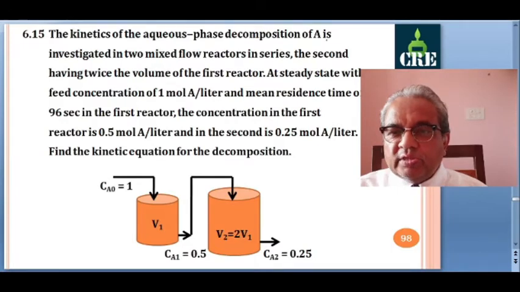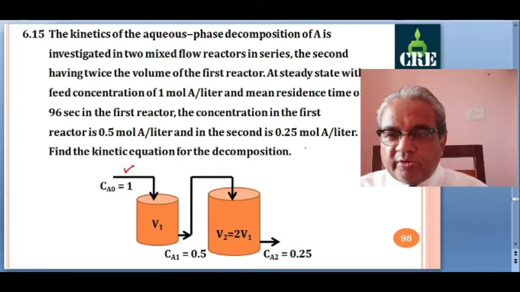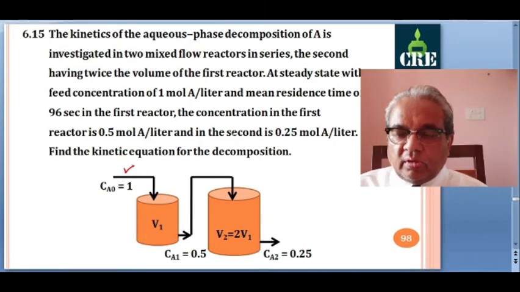6.15, the kinetics of aqueous phase decomposition of A is investigated in two mixed flow reactors in series. The second is twice the volume of the first, so V2 is 2 times V1. At a steady state, when the feed concentration is 1 mole per liter, the mean residence time is 96 seconds in the first reactor, and the concentration in the first reactor, so this Ca1 coming out, which is the same as the concentration in the first reactor, is 0.5 moles per liter, and that coming out from the second reactor is 0.25 moles per liter. Find the kinetic equation for the decomposition of this.